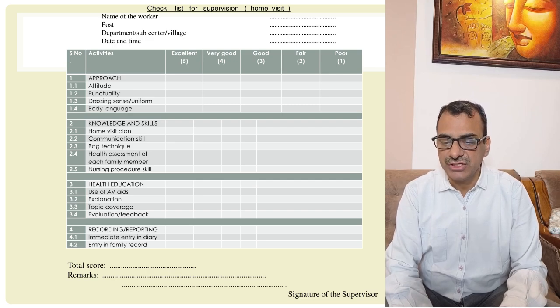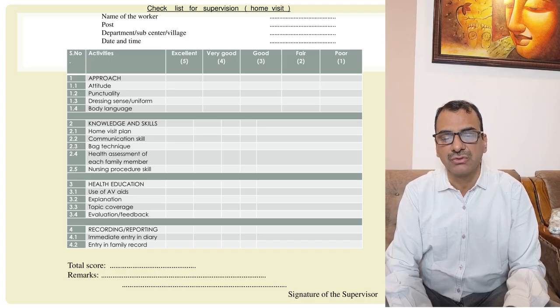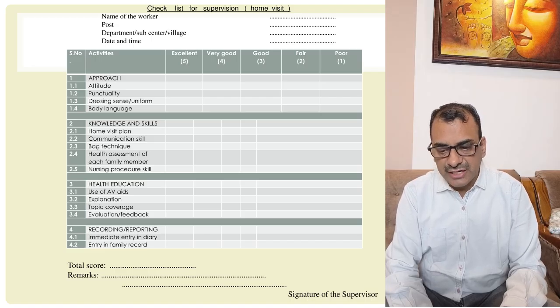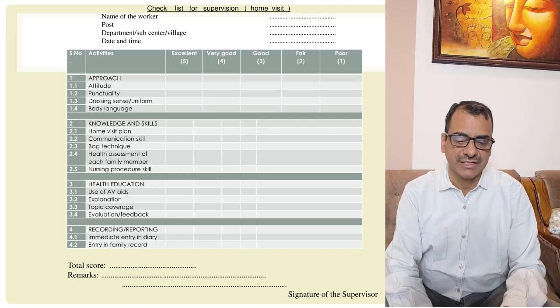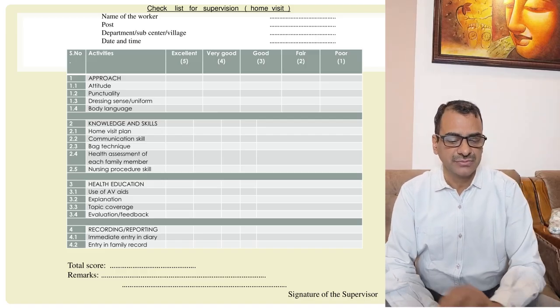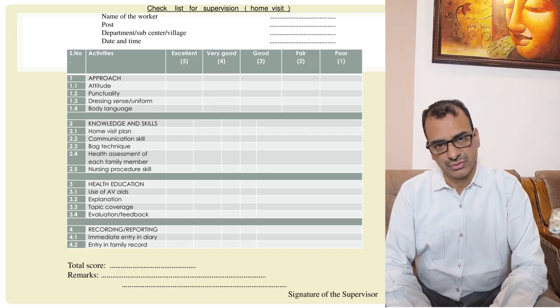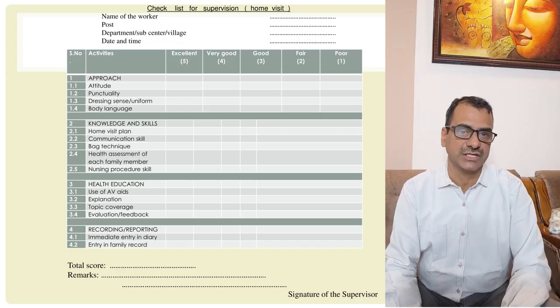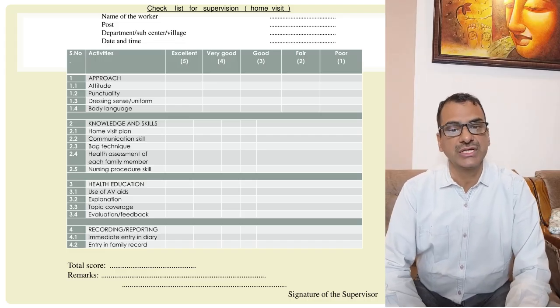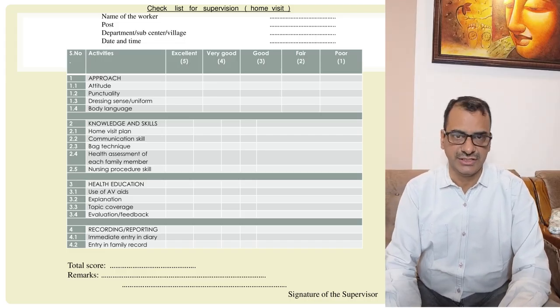And in the same way, these are the activities: knowledge and skill, health education, how she is providing health education. And after completing this tick mark or checklist, we write the total score here, and then we also give remarks and the supervisor signs here. So this is an example of a checklist. You can prepare your checklist as per need.